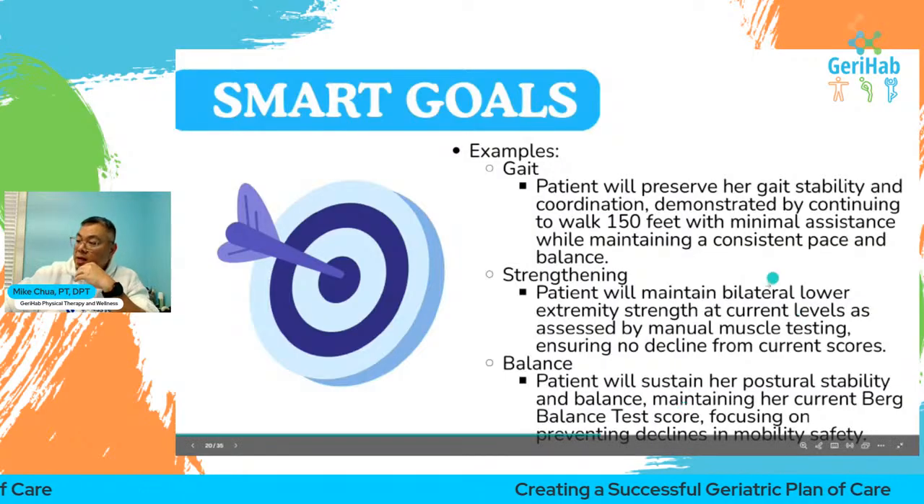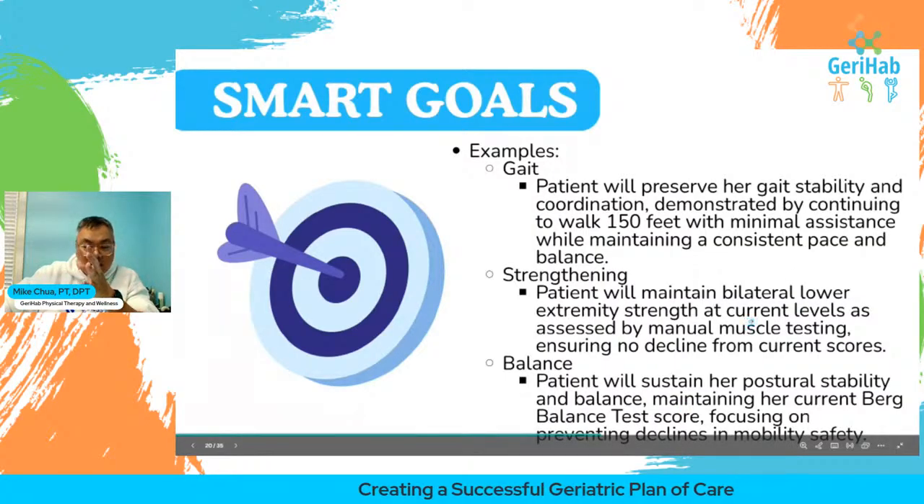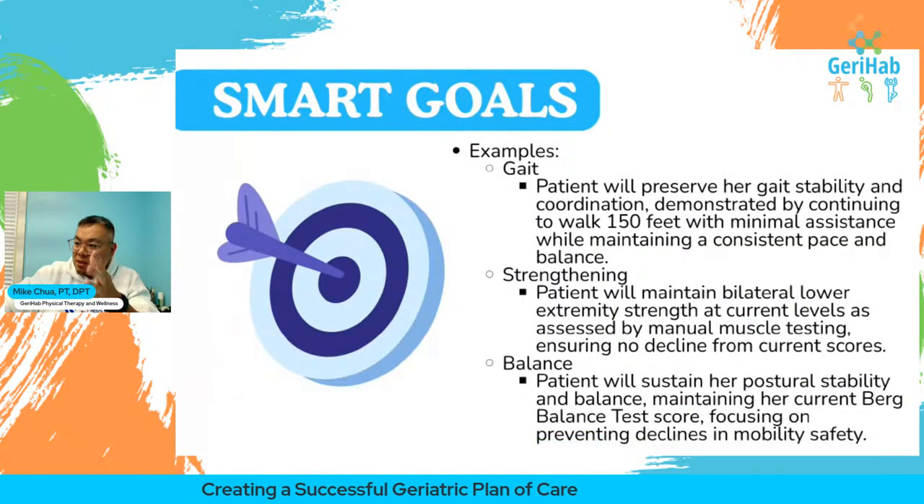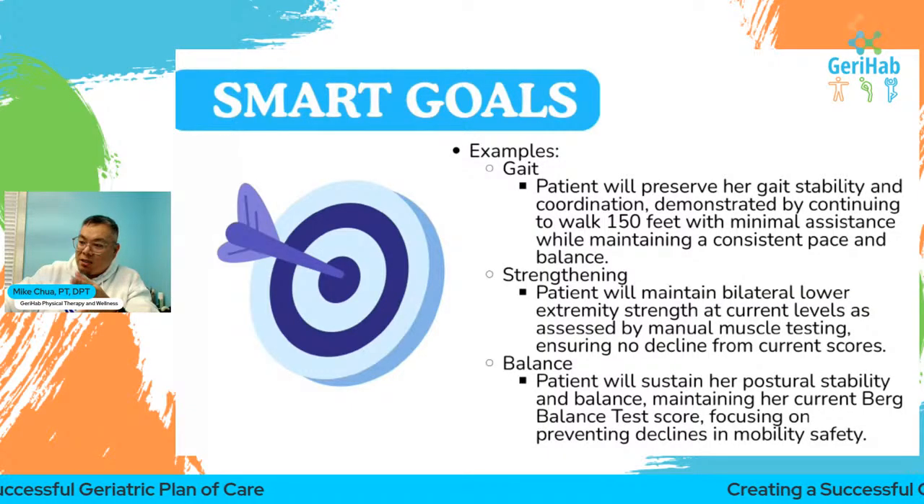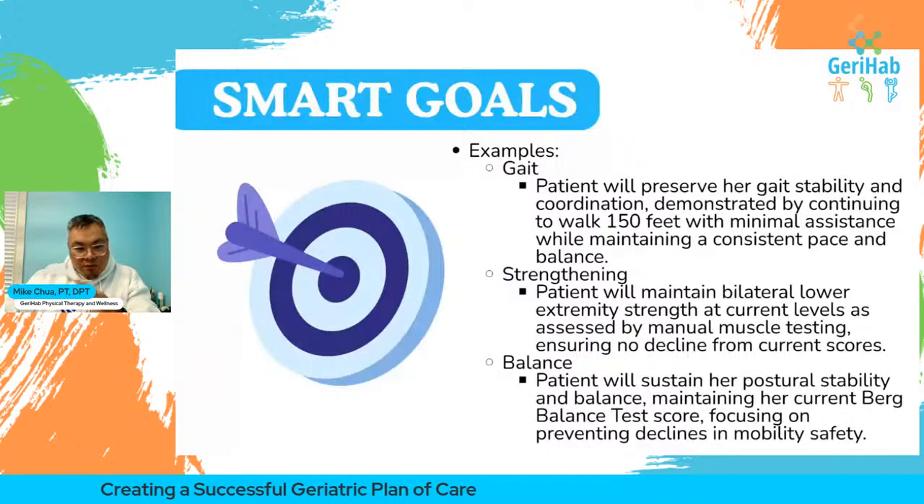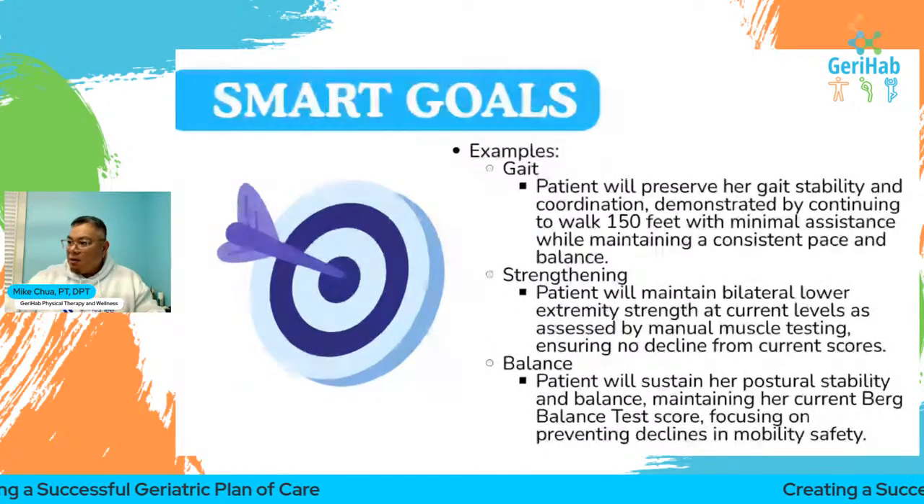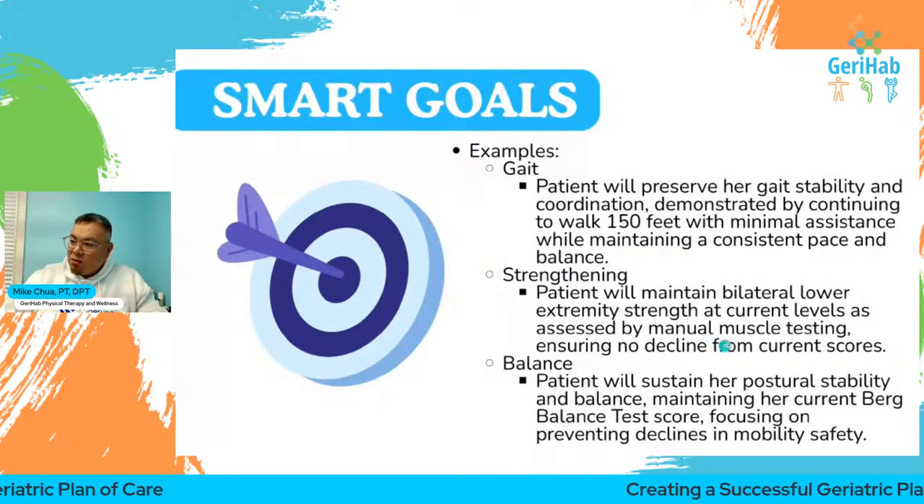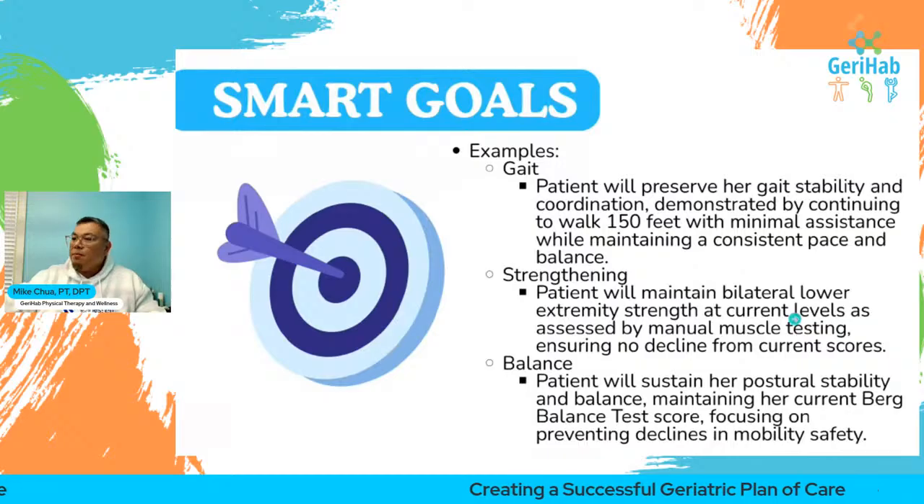Right. Even in the MMT, you need to put the specific MMT score. Patient will maintain bilateral lower extremity strength at current levels as assessed by manual muscle testing of 4 over 5. Or if you use a dynamometer machine, patient will maintain 40 pounds of force on bilateral lower extremities, something like that. You need to have a measurable number. This one doesn't have that measurable number.